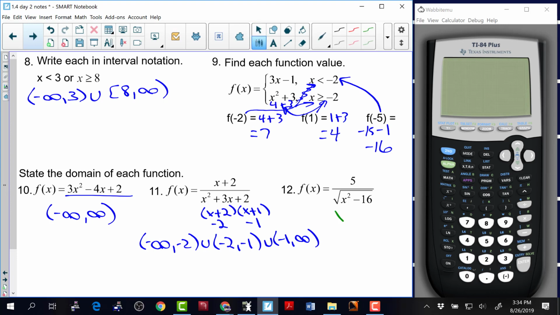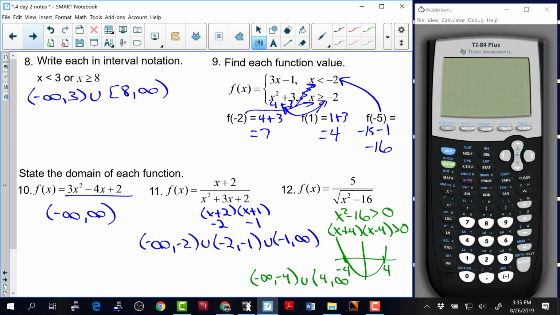With this one, x squared minus 16 has to be greater than 0. Now this factors into x plus 4, x minus 4, which has to be greater than 0. So over here, we have a parabola with zeros at 4 and at negative 4, and this is what a parabola looks like. We need to have positive values, so negative infinity to negative 4, union with 4 to infinity.